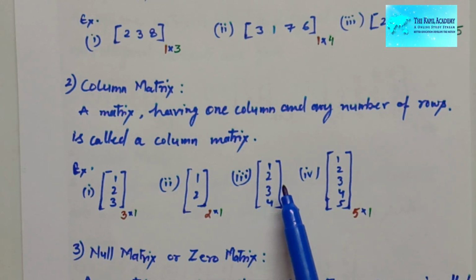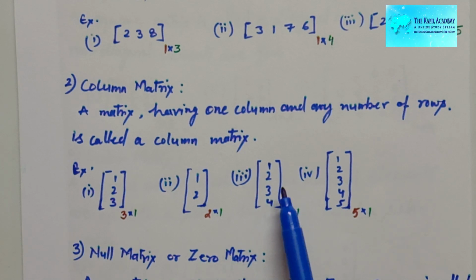Next matrix, 1 and 2 are arranged here in one column. Next matrix, 1, 2, 3, 4 are the elements of this matrix, and we arranged these 4 elements in only one column.